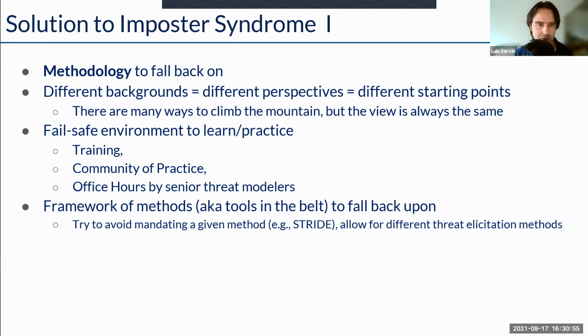So how do we solve the imposter syndrome? Methodology, checklists are a good thing to get started with. If we have a method to follow, if I have a series of steps, I can always orient myself. One thing that we need to keep in mind is, my daughter yesterday got at the Chinese restaurant this cookie with this saying: there are many ways to climb the mountain, but the view is always the same.